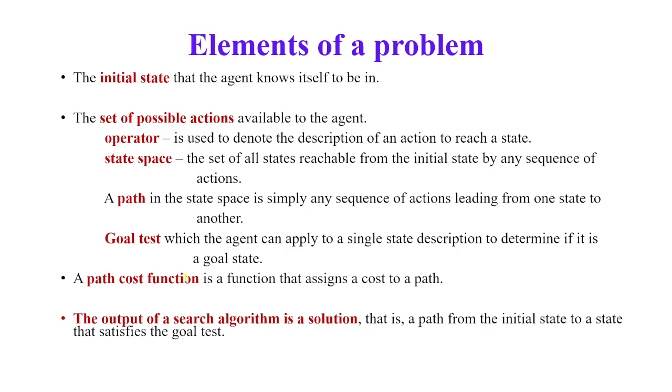These elements are the building blocks for a problem. First is the initial state. Next, you have to tell about the set of possible actions. Then what is the path cost function? Then what output is actually to be achieved? We will go through it one by one. The first is the initial state. That is the situation the agent finds itself in at the very beginning, the first state where it should actually be.